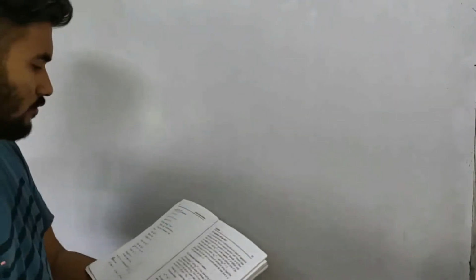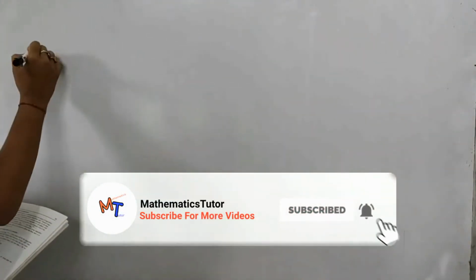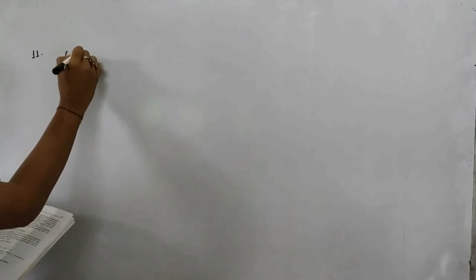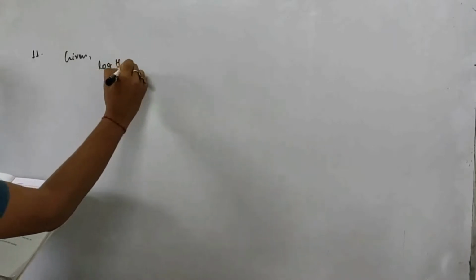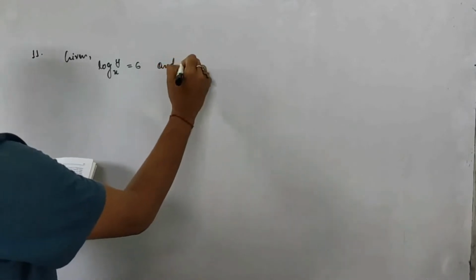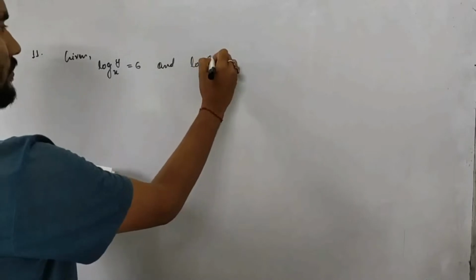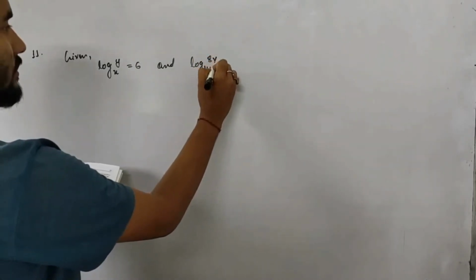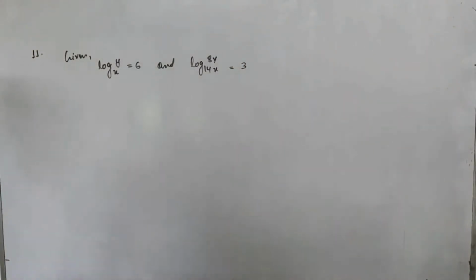If log y to the base x is equal to 6 and log 8y to the base 14x is equal to 3, then x is equal to what? We have to find x, right? So question number 11, given log y to the base x is equal to 6 and log 8y to the base 14x is equal to 3. Now we have to find the value of x.